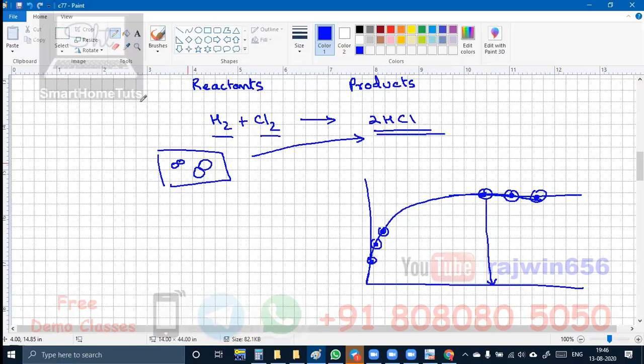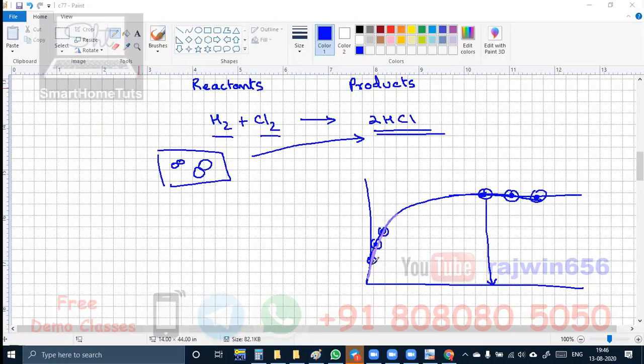Now, as you can see over here, the slope or the gradient is becoming less and less steep. Here, the gradient is becoming 0. From this point, the gradient is becoming 0. It means the reaction has stopped. As the reaction is proceeding, the value of the gradient is decreasing. If I'm considering a certain volume of HCl gas that is formed, at this point the reaction has stopped taking place. This is the definition or meaning of rate of reaction.